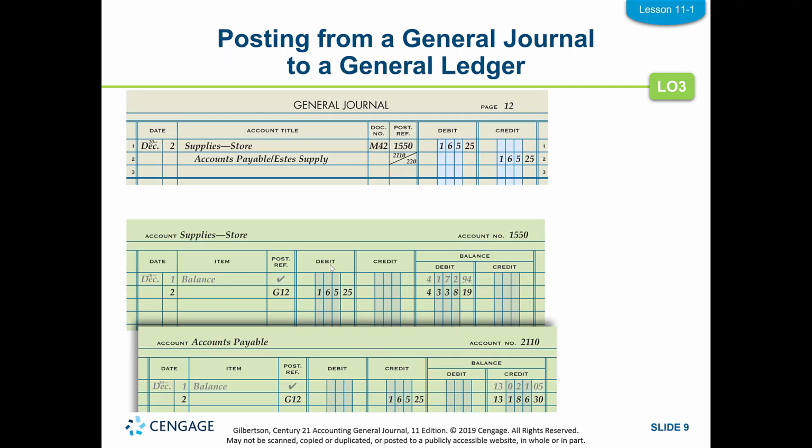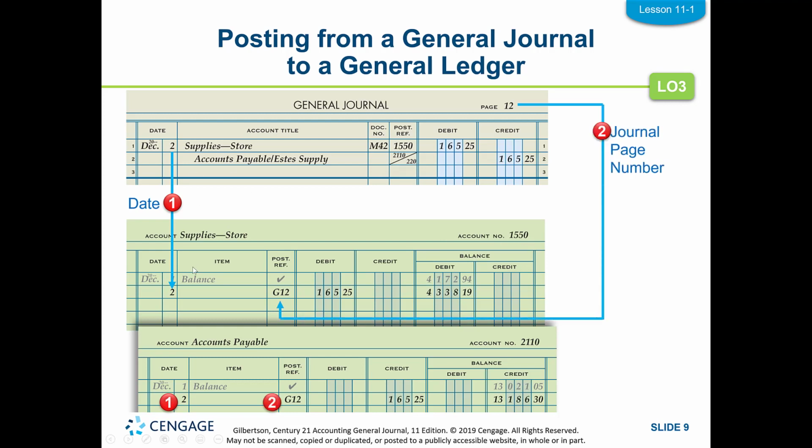Now, let's take a look at how we post from our general journal to our general ledger. Well, first of all, this is our general ledger because right here it says account number and we have a 4-digit number. We're going to get the date, go ahead and put that on there. Our journal page number, we're going to use G12 because it's the general journal page 12. I'm going to grab my debit amount of $165.25. And then I'm going to get the account balance. So I'm going to post this $165.25 here to store supplies.